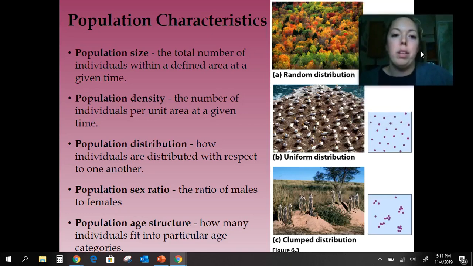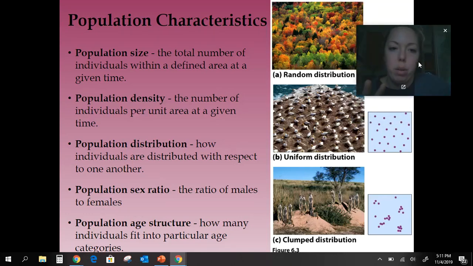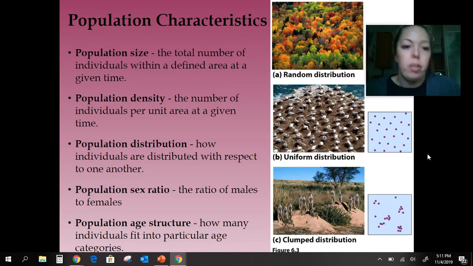There are basically 5 different characteristics that you should be familiar with. Population size is pretty simple. It's just the total number of individuals within a defined area at a given time. So how big is the population? Population density is strictly the number of individuals per unit area at a given time.